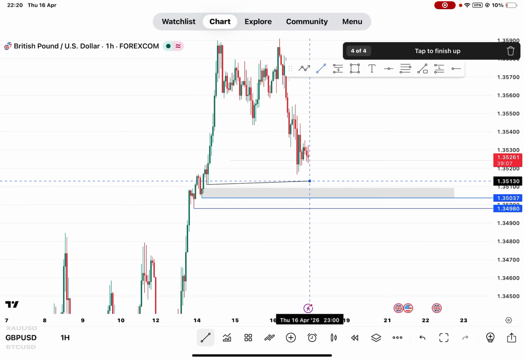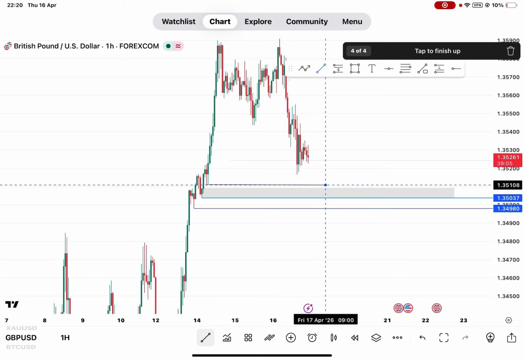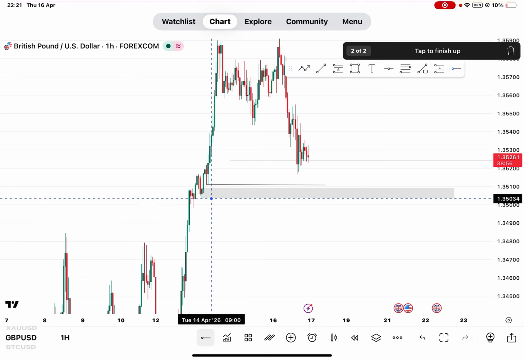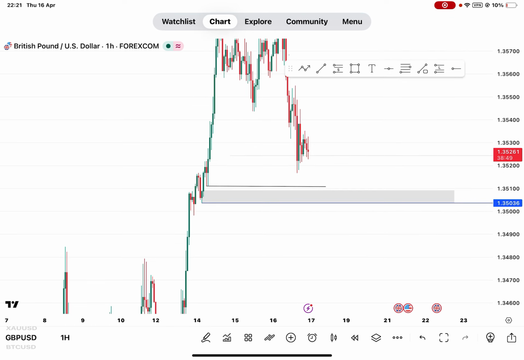So we can mark out this inducement. You can see how close it is. When the inducement is close to the point of interest, it makes that point of interest stronger, because the inducement is very close to it. That doesn't mean that zone is going to hold anyway, but it just signifies that it is even stronger.